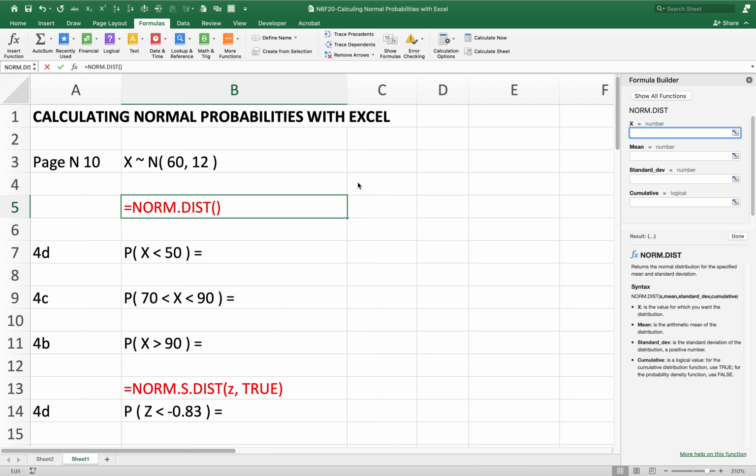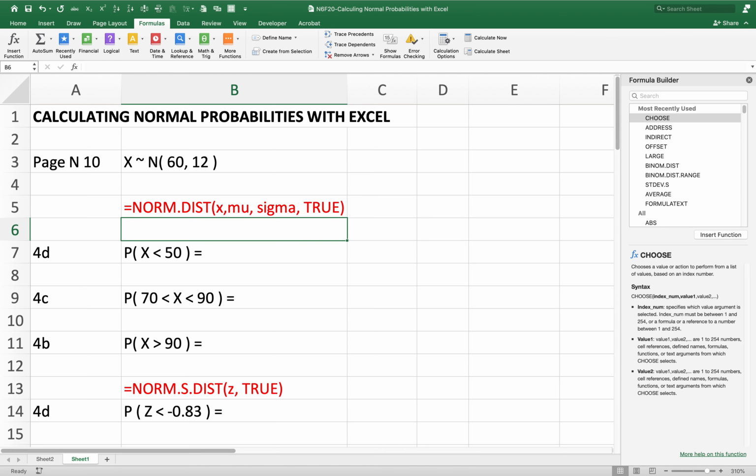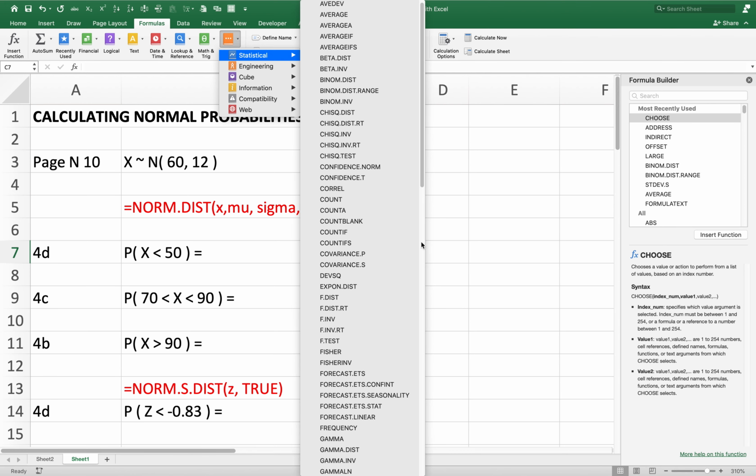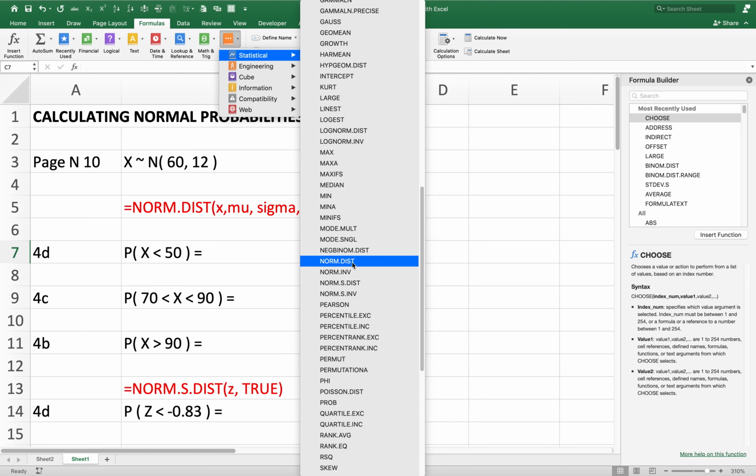What I should do actually is get in the right spot first. It's always important that you make sure that you've selected the right cell. So I'm going to push escape there, and I'm going to put the formula right here. I'm looking at the probability that X is less than 50. So I'm going to go back and find the NORM.DIST function.